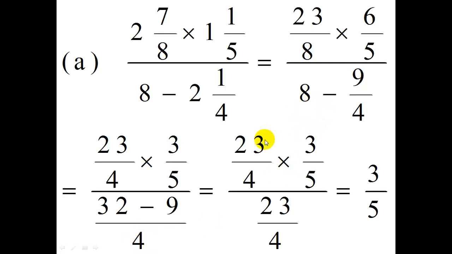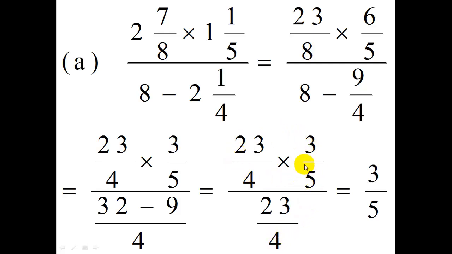Now 1 goes into 4 4 times, and 4 times 8 will give us 32, minus 4 also goes into 4 once, and 1 times 9 will give us 9. Now this is equal to 23 over 4 times 3 over 5 divided by, when we subtract 9 from 32, the result is 23. So we have 23 divided by 4.